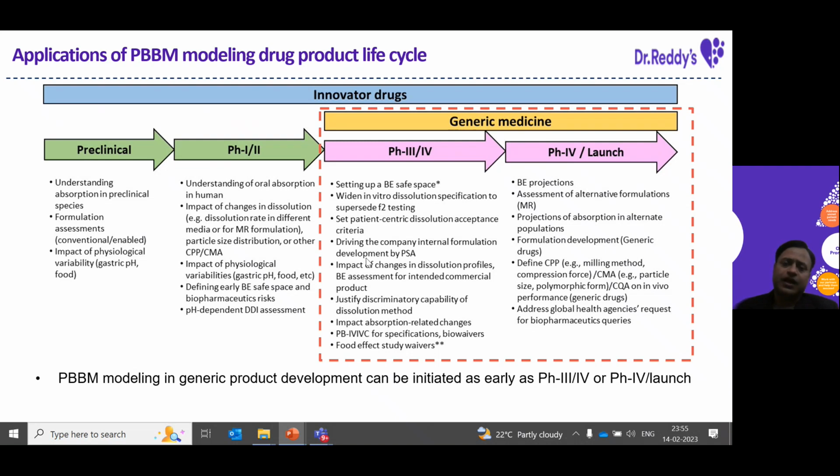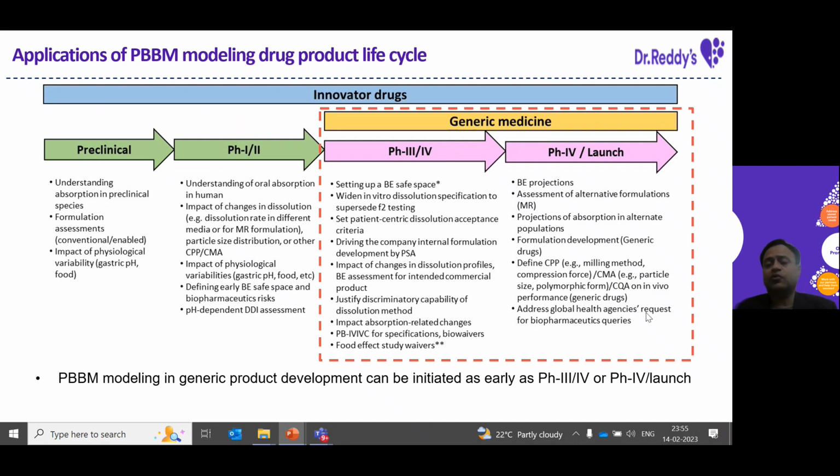In terms of the application, the areas where we could use PBBM modeling, it could be used for setting up a BE safe space. It could be used for widening the in vitro dissolution specification, which I'm going to talk about as one of the case studies. It could be used for setting the patient-centric dissolution acceptance criteria. It could also be used for getting waiver of the fed studies as well.